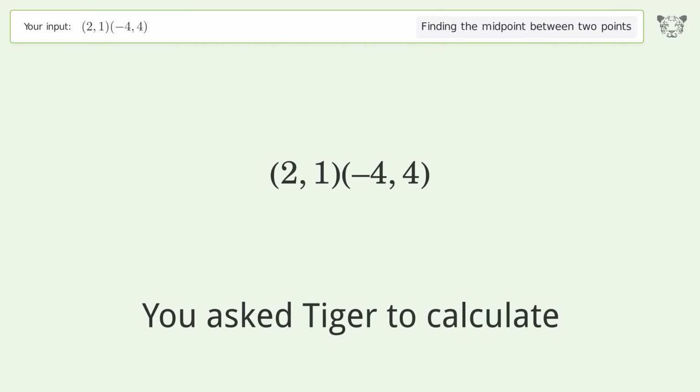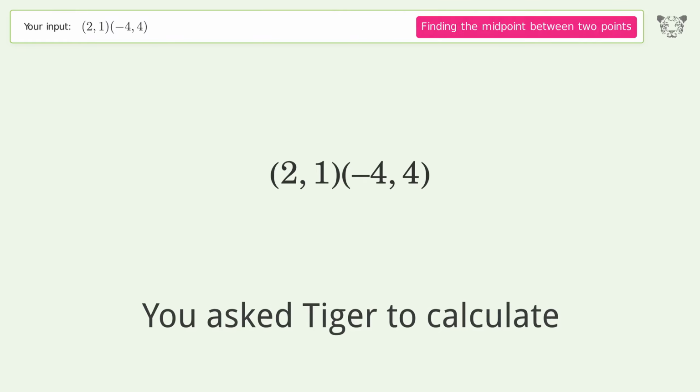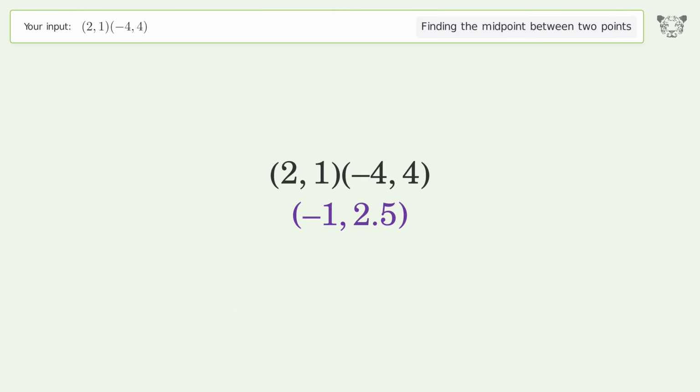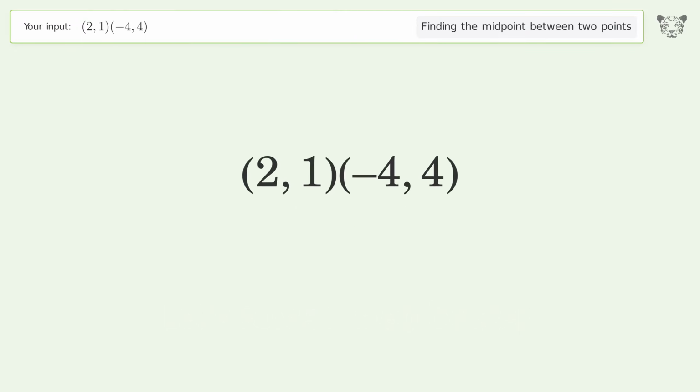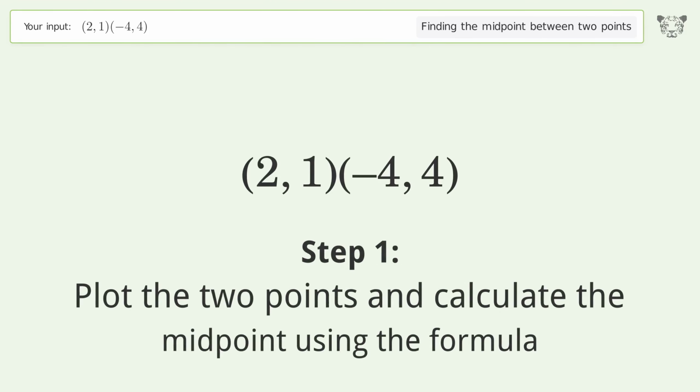You ask Tiger to calculate. This deals with finding the midpoint between 2 points. The midpoint between the 2 points is -1, 2.5. Let's solve it step by step. Plot the 2 points and calculate the midpoint using the formula.